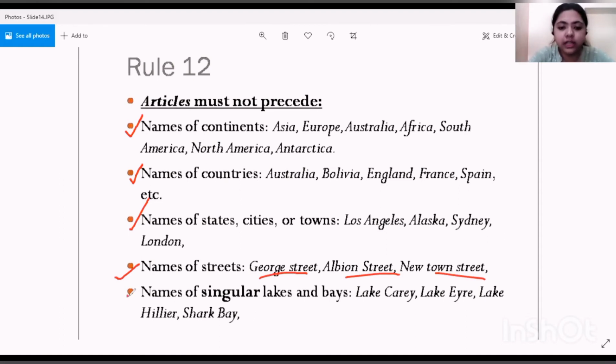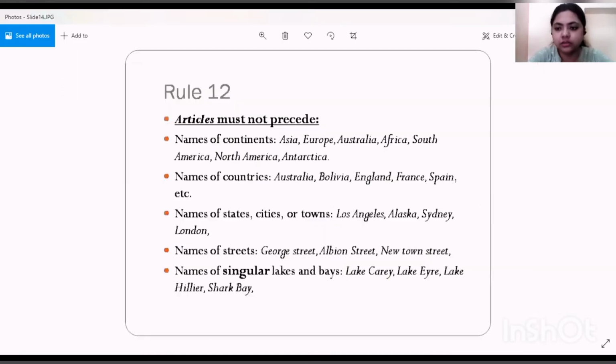Names of singular lakes and bays. In the previous slide we had the names of the Great Lakes, which means multiple lakes are combined into that. But here singular lakes are being talked about. So Lake Isle, Lake Hillier, Shark Bay, these are all not preceded by any definite or indefinite article.